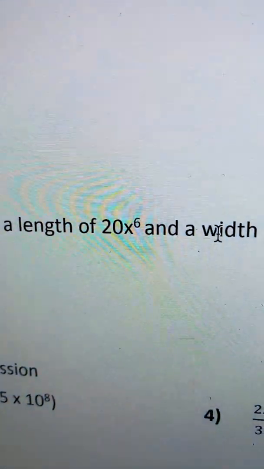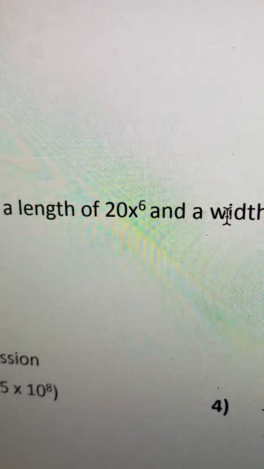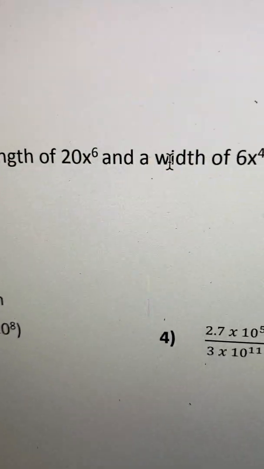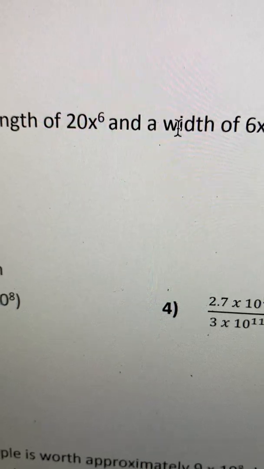So when you've got a problem that says the rectangle has 20x to the 6th, it is just the x that is to the 6th power. Now, how do you do that problem? I'm going to tell you the trick that I taught the kids in my algebra class and math 8 classes this last year. Draw a picture.